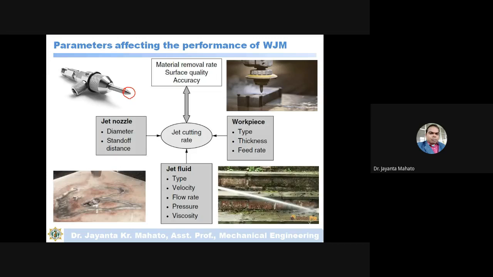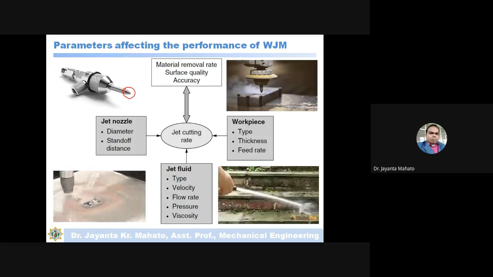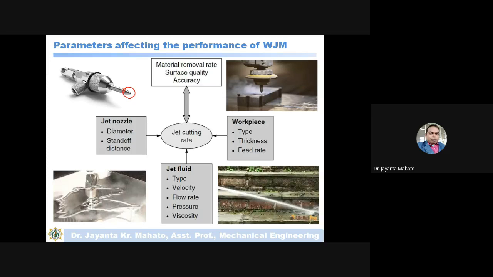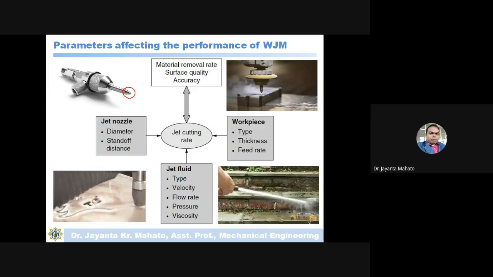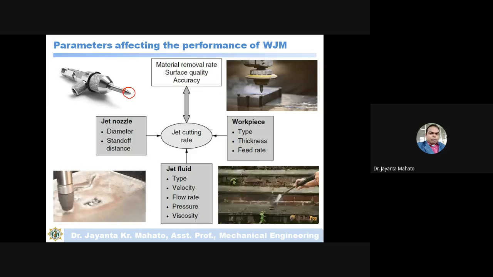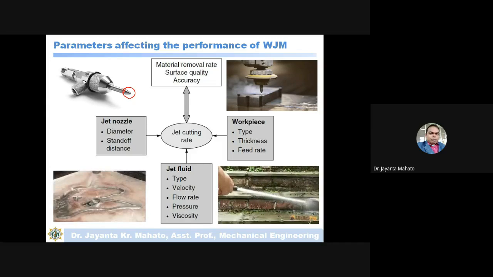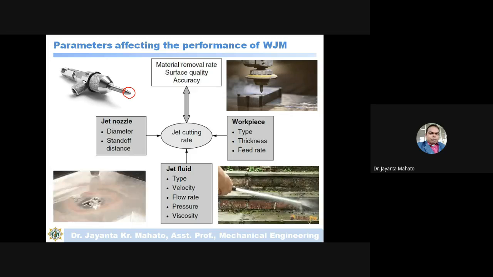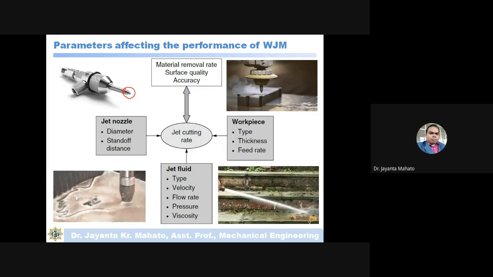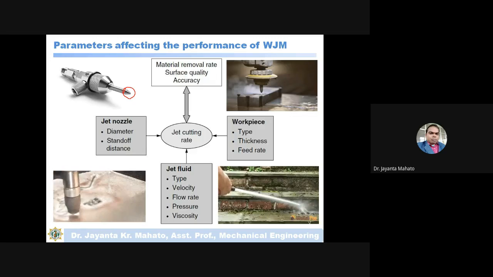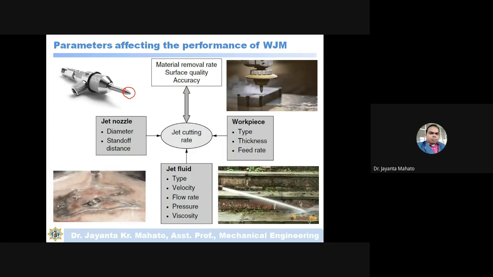And these are the performance measures of water jet machining: material removal rate, surface quality, accuracy. Okay, and this depends on the jet fluid, like type of the fluid, viscosity of the fluid, flow rate, pressure, velocity, and also the workpiece, means what type of workpiece we want to machine, thickness of the workpiece, and the feed rate, means at what rate I am traveling the nozzle, and also the nozzle and workpiece.